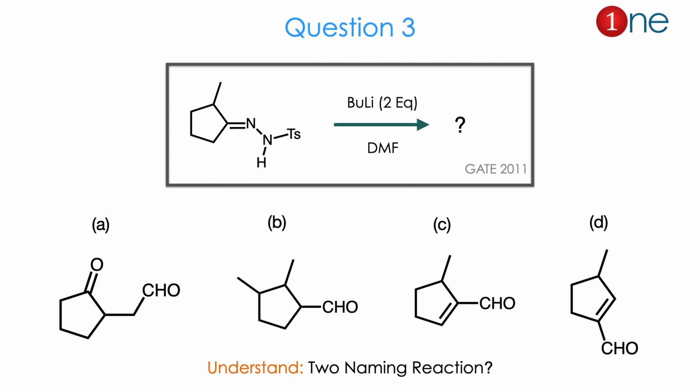From the reactant hydrogen you might think of a named reaction, and there is an aldehyde attachment. So there are two named reactions involved here. The answer is C. Let us see how.